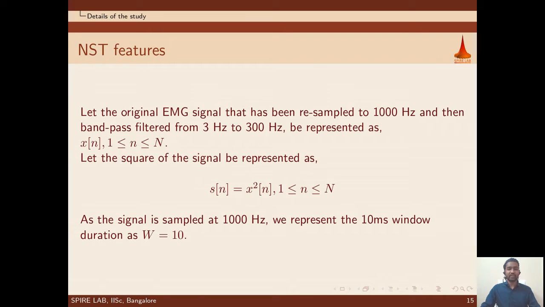Let's now dive into the NST features, or the non-speech temporal features, namely MAV, DAV, etc. Let the original EMG signal, which has been resampled to 1000 Hz and then bandpass filtered between 3 to 300 Hz, be represented as x of n. And let the square of that signal be represented as s of n. Since the signal is sampled at 1000 Hz, for a window of 10 milliseconds, we represent it as W equals 10.